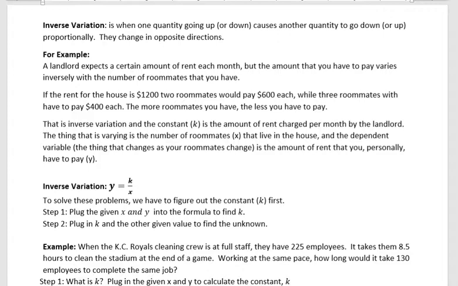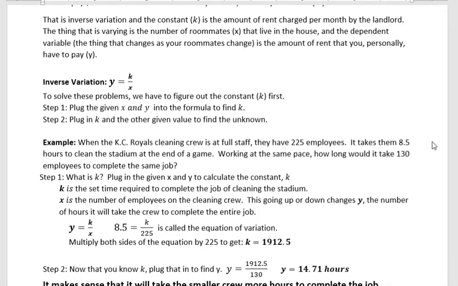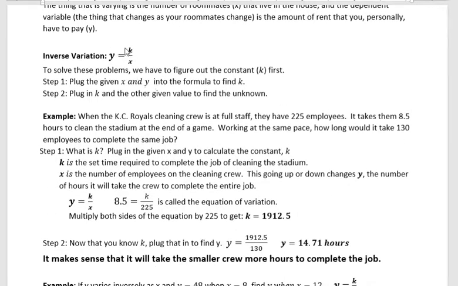Okay, inverse variation, Y equals K over X. That's the formula that we're going to use. To solve this problem, we first find out what K is by plugging in the X and Y that we're given. And then once we know what K is, we plug that in and the other variable that we're given and solve. So it's only 2 steps. It doesn't take very long.